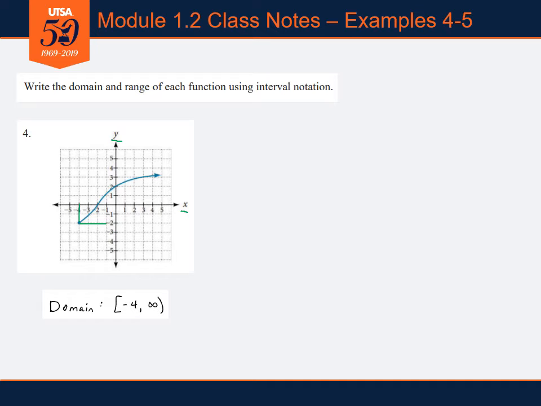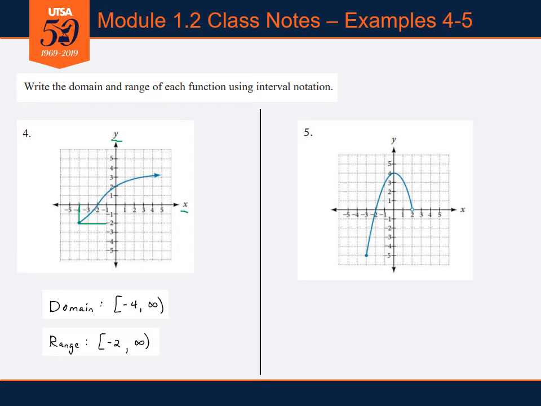So my range, my y values, are everything starting from -2 and moving up forever to infinity. My set of all y values is all the y values from -2 to infinity. And there's my domain and range read from the graph of this function. Let's do that one more time with question number 5, another graph, where again we're looking for domain and range.